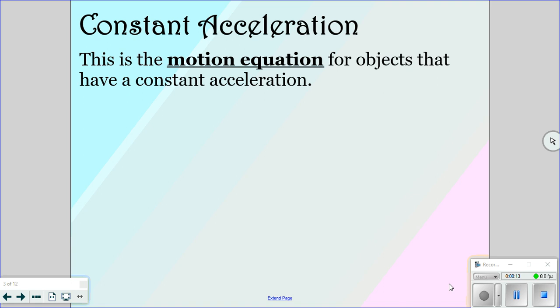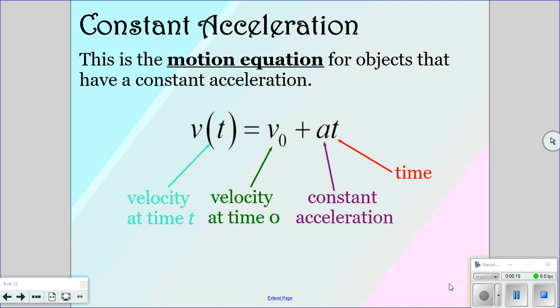The motion equation for objects that have a constant acceleration is found from this equation. So I would write this one down, and I've defined all your variables. V of t is just the velocity at time t. V sub 0 is the velocity at time 0. A is your acceleration, constant acceleration, and then t is your time. So y'all want to add that to your formula sheet.